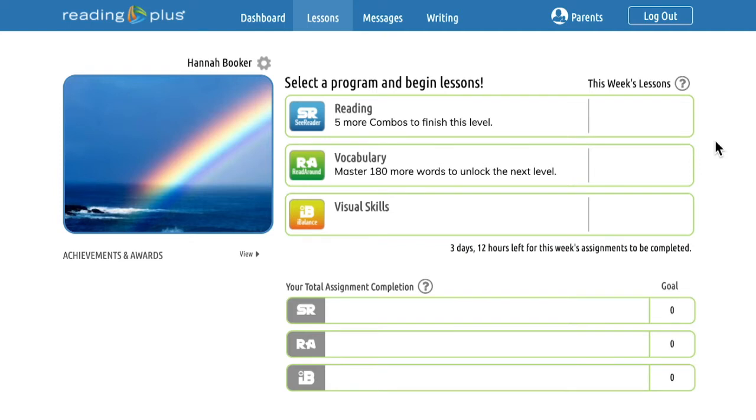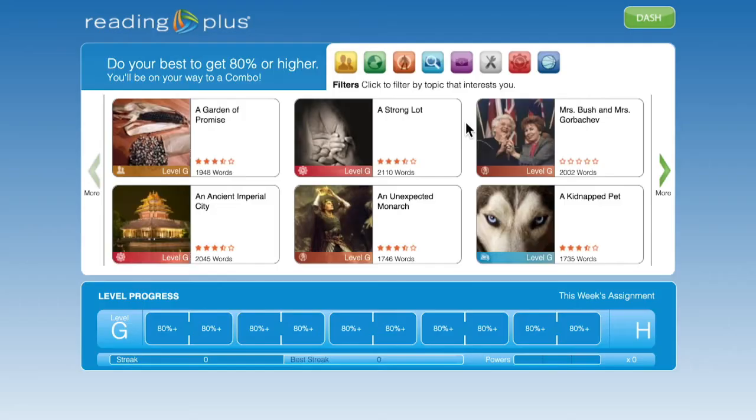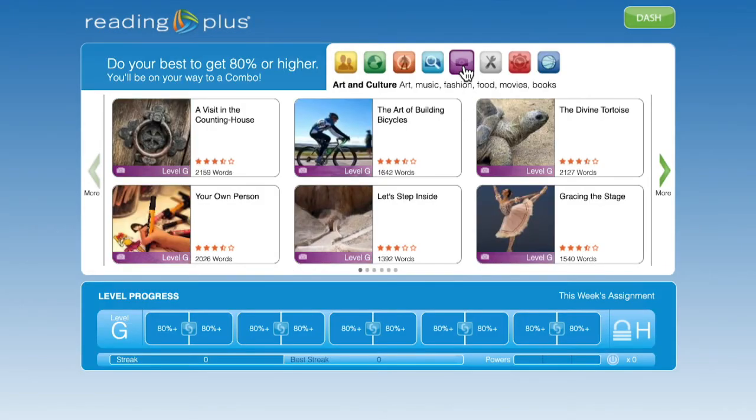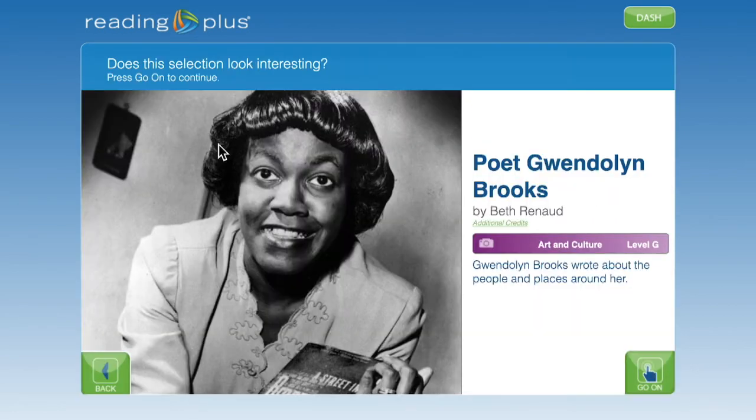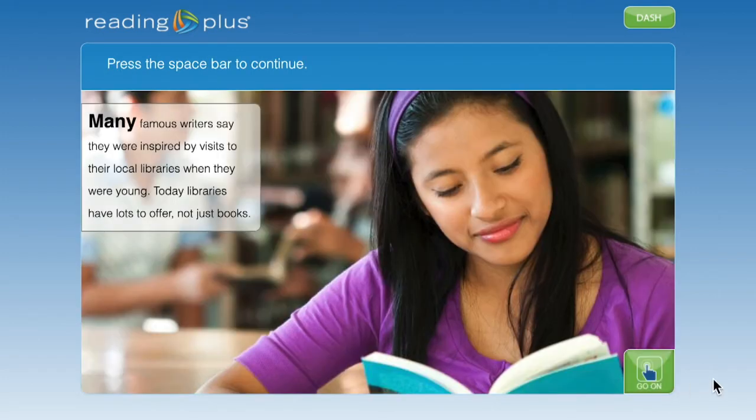their instructional needs. As students work in Reading Plus, the most important lessons that students should always complete first are the reading lessons. When students start a reading lesson, they'll be able to pick a fiction or nonfiction selection that is interesting to them. We know it is extremely important for students to have choice and control over what they read, as this helps build motivation for reading.